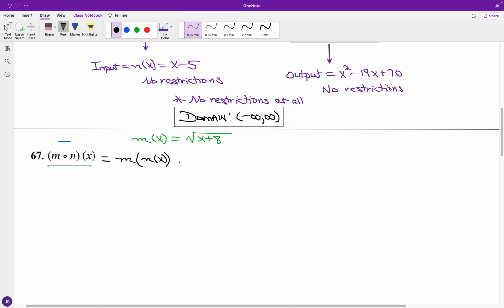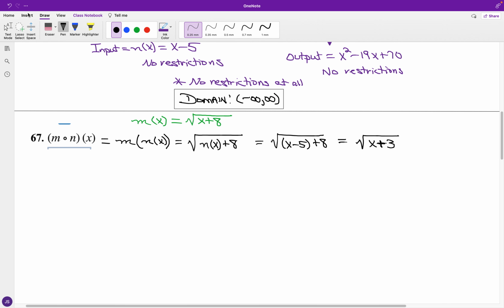Okay, now with the input at n of x, conceptually, we have the square root of n of x plus 8. Now n of x, again, we have with x minus 5. Now looking at following through, so taking out the parentheses, you got x and negative 5 plus 8. So this will come out to x plus 3. And this is going to be the final output.